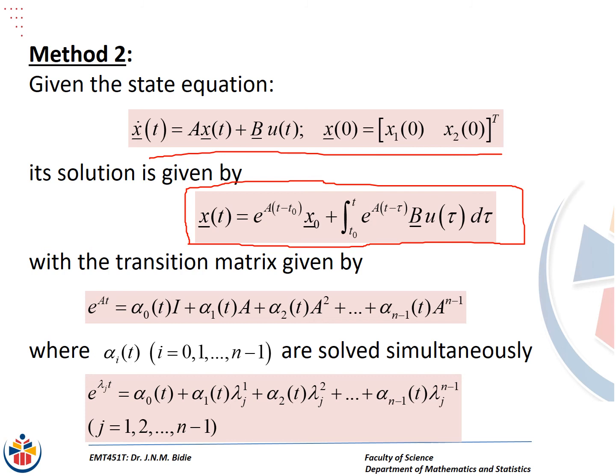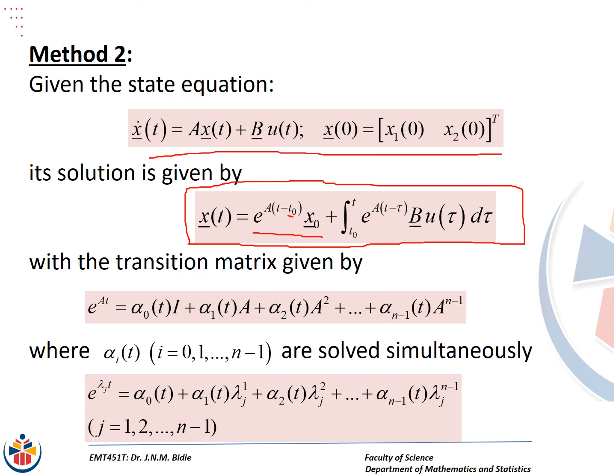We have here e to the power a into t minus t naught. I'm hoping that you remember that t naught is the initial time. Most of the time our initial time is 0. Also the vector x 0 will be the initial condition.